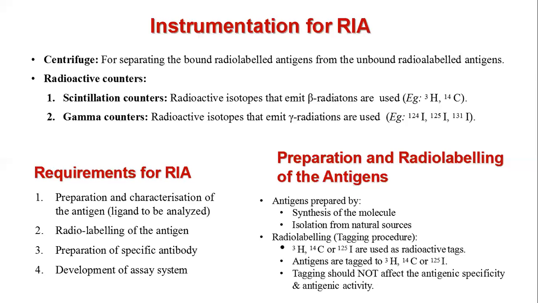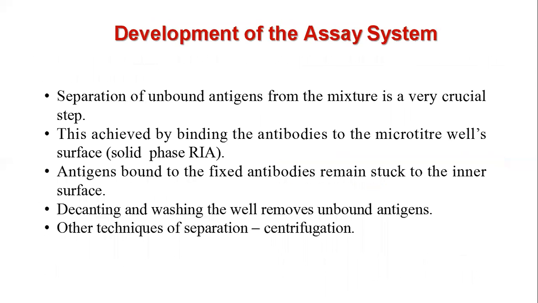Radio-labeling of the antigen can be done by using tritium, by using C14, by using iodine 125. So any of the isotopes we can tag with the antigen first. Then we can remove the untagged antigen, and then we use this tagged antigen with a specific amount of antibody. So for development of the assay system, first we have to separate the unbound antigen from the mixture. This is a very crucial step.